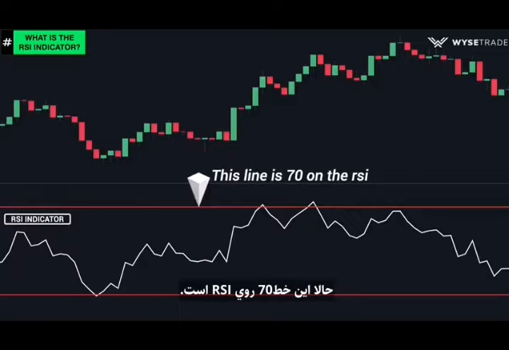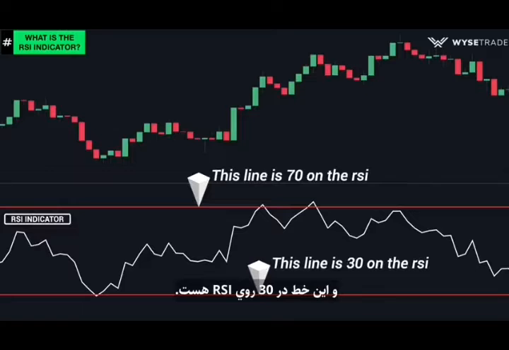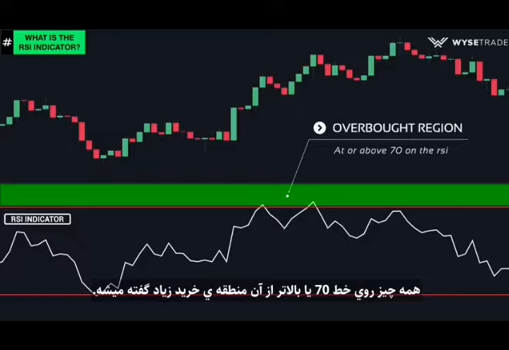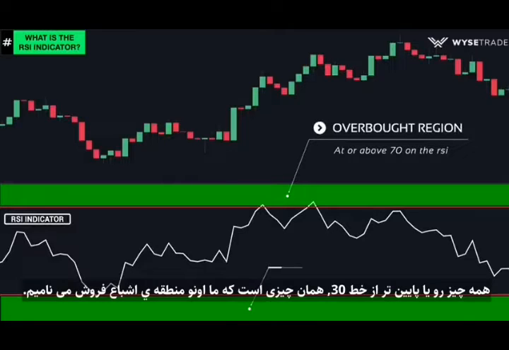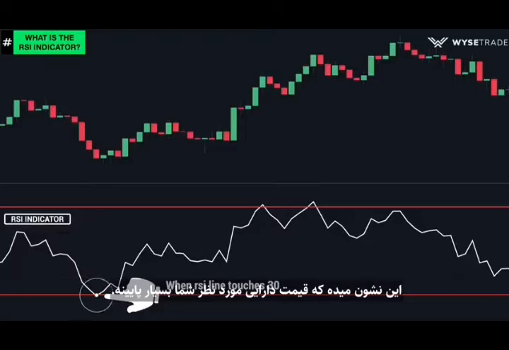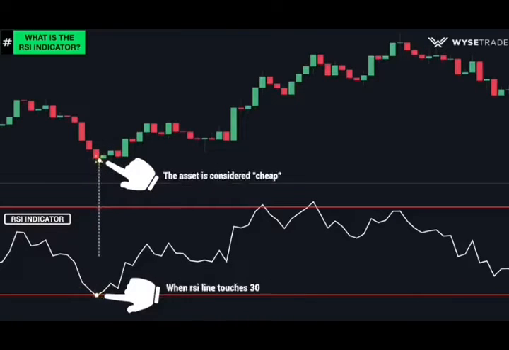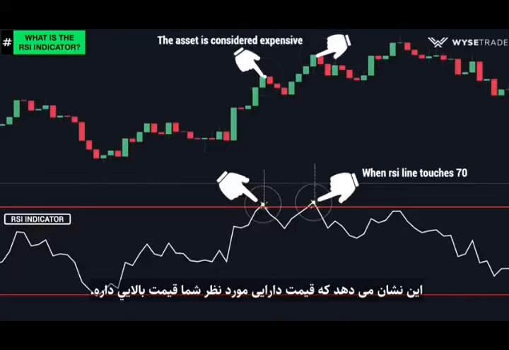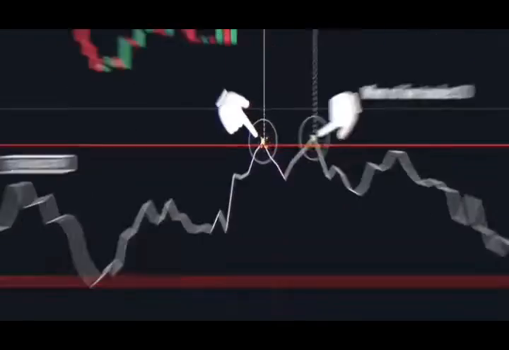Now, this line here is 70 on the RSI, and this line here is 30 on the RSI. Everything at or above the 70 line is what we call the overbought region. Everything at or below the 30 line is what we call the oversold region. So in relative terms, when the RSI line touches the 30, just like it is right here, it indicates that the price of the asset you are looking at is cheap. When the RSI line touches the 70, just like it is right here, it indicates that the price of the asset you are looking at is expensive. Again, this is in relative terms.